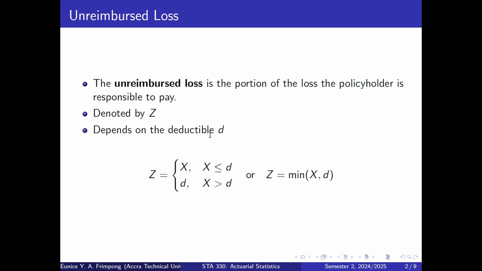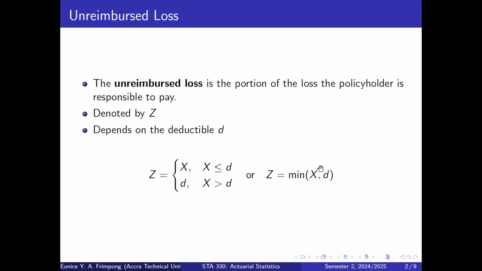So mathematically, the unreimbursed loss is defined as Z equals X, which is the loss amount, when the loss amount is less than or equal to the deductible, or Z is equal to the deductible when the loss amount is greater than the deductible. In a more concise way, Z is equal to the minimum of either the loss or the deductible.